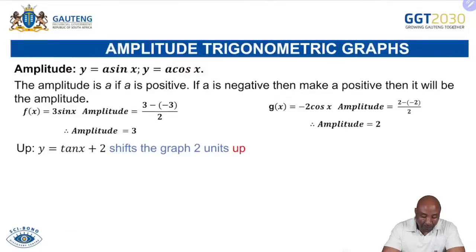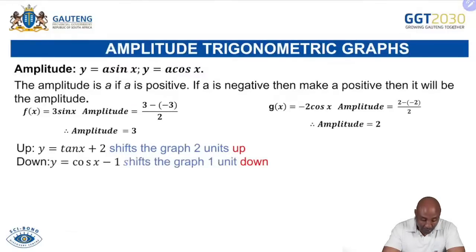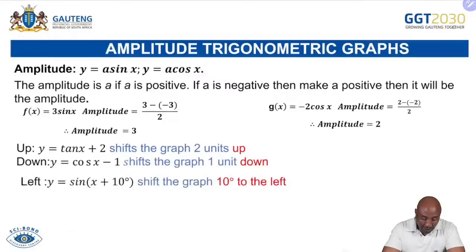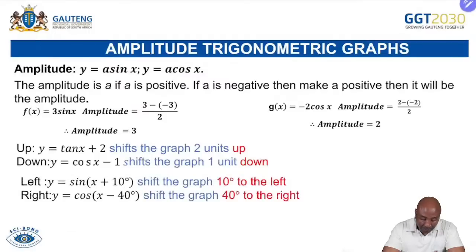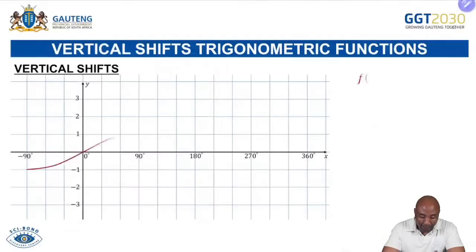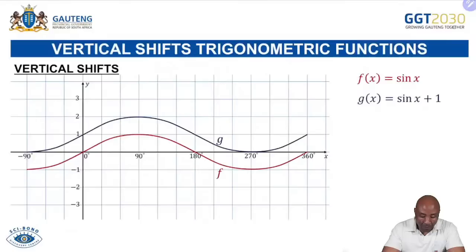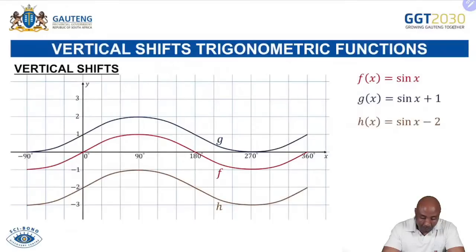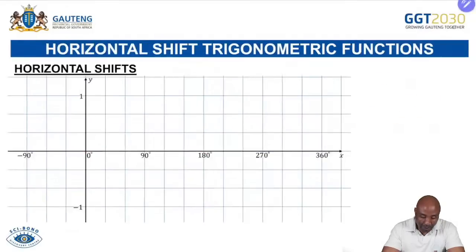Our shifts, we know that q affects our up and down movement. If it's positive, it's up. If it's negative, it's down. And we have our horizontal shifts as well, to the left, to the right. Standard sine graph, sine x plus 1, our graph shifts 1 unit up. It follows the same shape, minus 2, 2 units down. We should be able to interpret these.